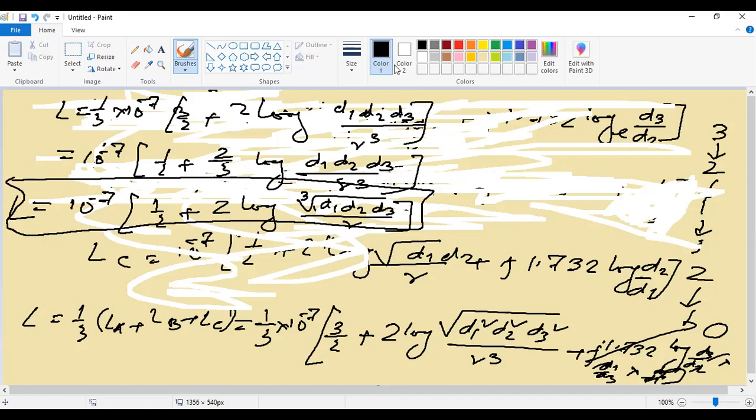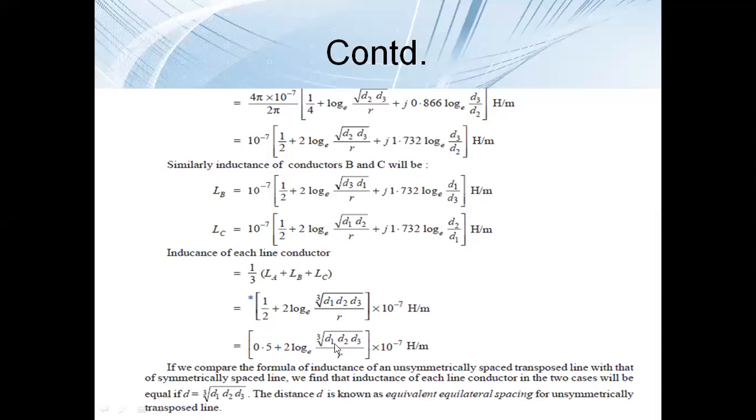Okay. So now we'll go back to the slide. So this is 0.5, that is half, plus 2 log cube root of d1, d2, d3 by r, into 10 to the power minus 7 Henry per meter. Now this cube root of d1, d2, d3 is known as the equivalent equilateral spacing for an unsymmetrically transposed line.